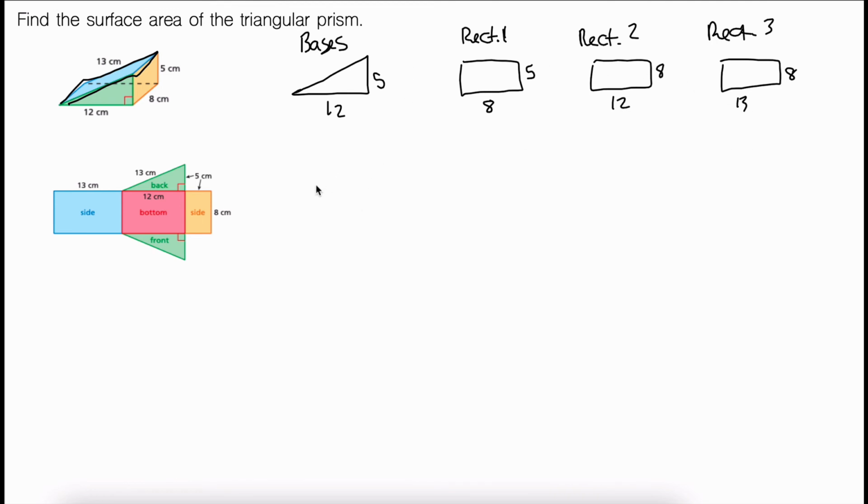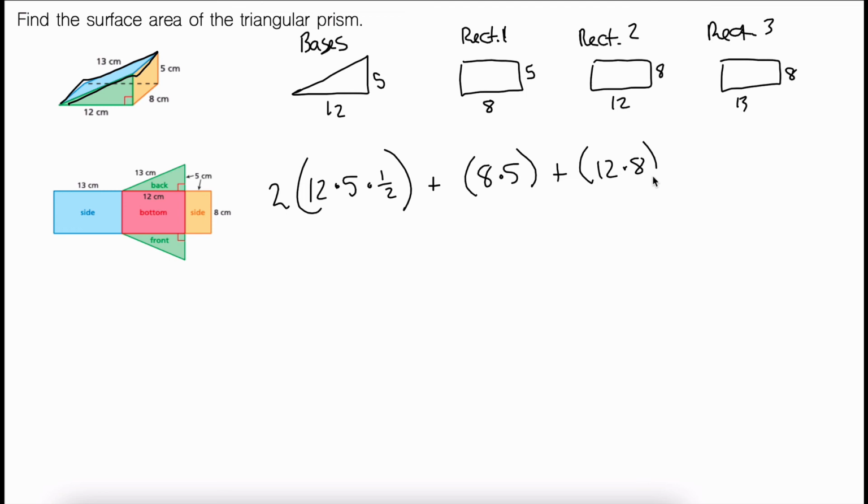For the triangles, that'd be 12 times 5 times 1/2. That's for one triangle, and we have to double that because there's two triangles. Plus, there's this one 8 by 5 rectangle, plus there's this one 12 by 8 rectangle, plus this 13 by 8 rectangle. When you add all of that together, that gives you your total surface area.